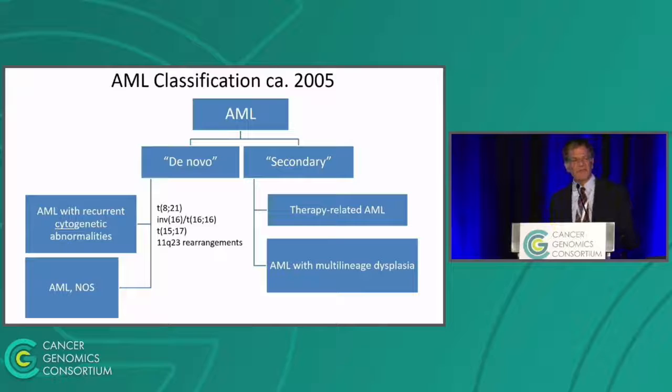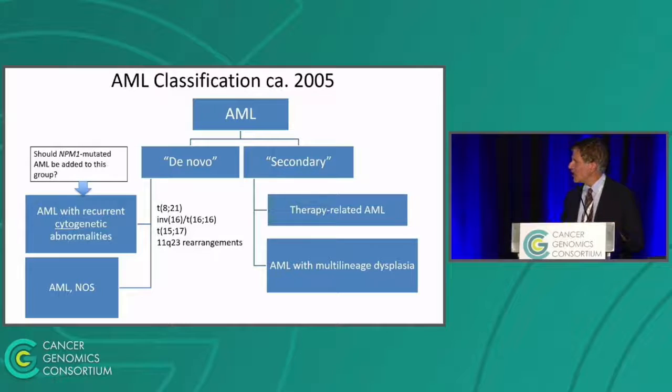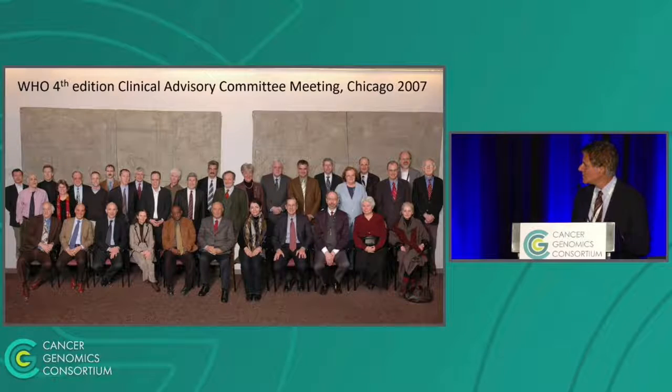Back in 2005, we considered AML in different categories, mainly based on the history, whether it was therapy-related, or if there was a lot of dysplasia we saw under the microscope. There were some specific cytogenetic subgroups, but these were cytogenetic abnormalities. There was, as of yet, no mutation that defined any AML subgroup. So the question arises, around 2005: should NPM1 mutation be added to this group as a novel mutationally defined entity? Again, now we take it for granted, but 17 years ago, it wasn't so obvious. This is the advisory committee 2 years later that met to consider this, when the 4th edition WHO was prepared.